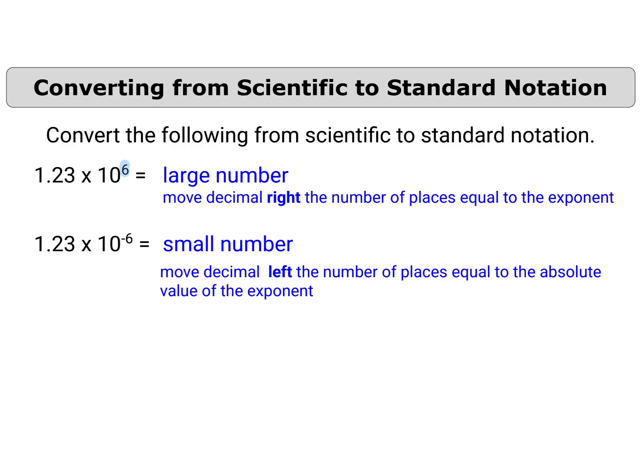Just keep in mind, if your exponent is positive, we have a large number, so we'll move the decimal to the right, the number of places equal to the exponent. And if your exponent is negative, then you're going to have a small number. You'll move your decimal to the left, the number of places equal to the absolute value of the exponent.